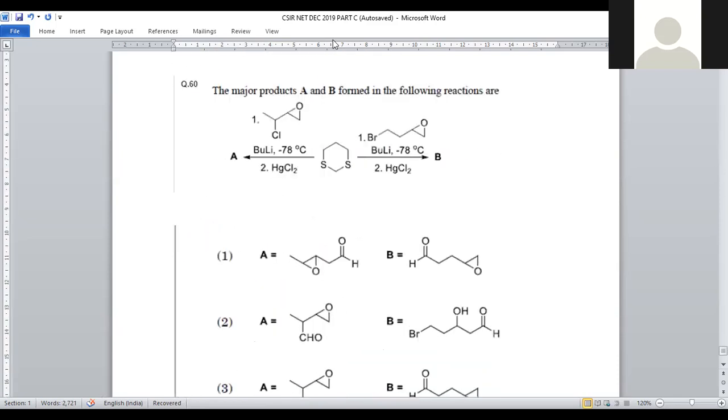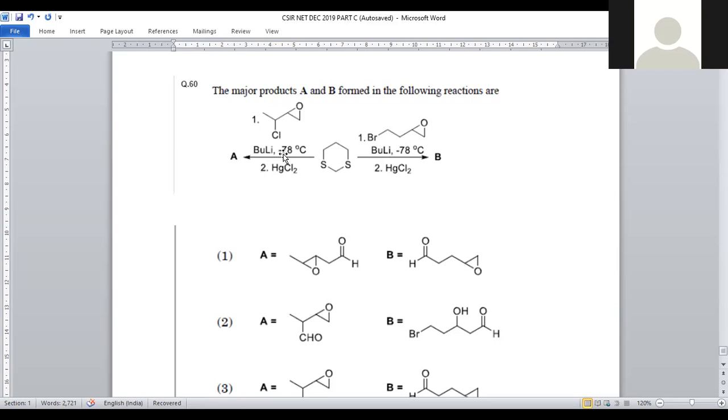In the next, last question in the series, this entire part C will be completed. This is a part of organic chemistry. So here it will be dithionate. This dithionate compound was taken and is treated with two different alkyl halides, and what will be the products, A and B, obtained? Conditions are exactly the same, only the difference is the alkyl halide.